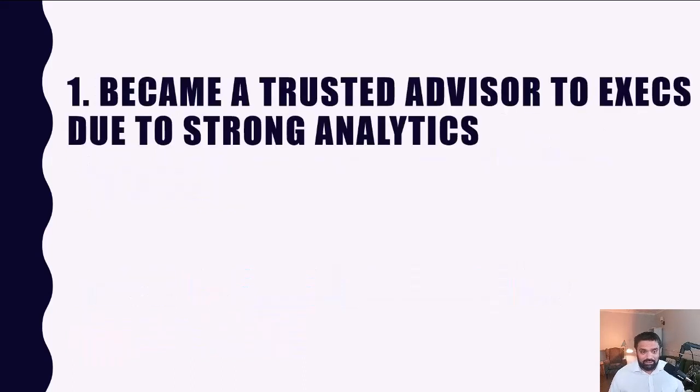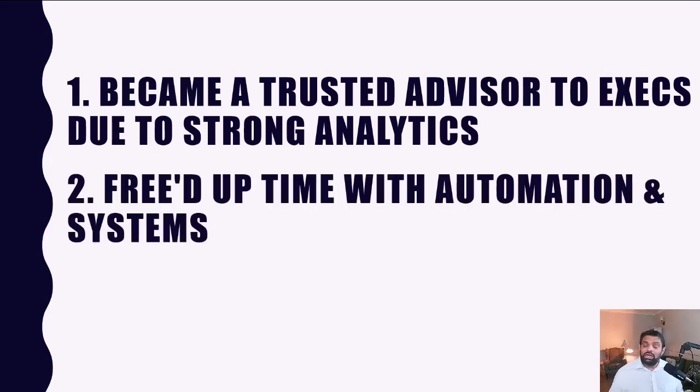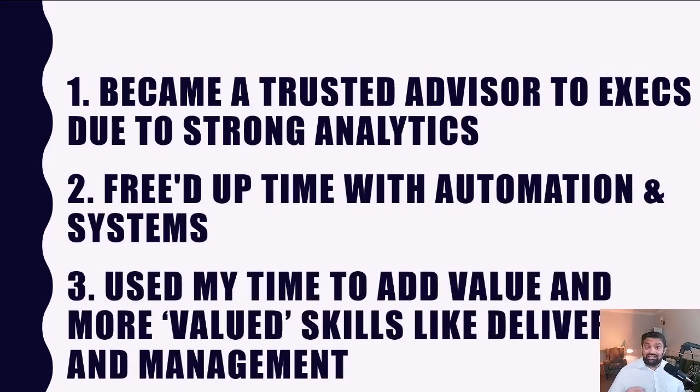Now, the first thing was I became a trusted advisor to executives because I had strong analytics skills. They were coming to me for data and information and insights. And when execs come to you, good things will eventually follow. Secondly, I freed up time with automation skills and systems, and that freed up time allowed me to add value in a variety of different ways. I managed to learn different skills like delivery, as in project management, and just management, people management. And ultimately that's the combination of things that helped me to keep climbing in my career.